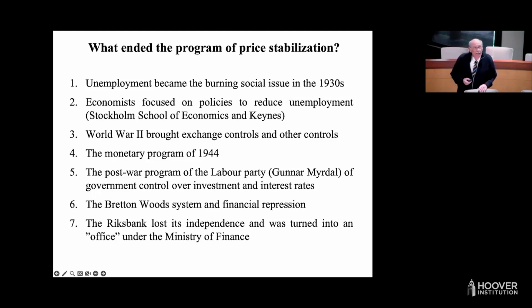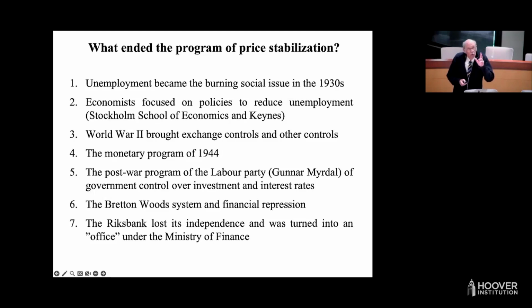So what ended price stabilization? Well, unemployment became the burning social issue in the 1930s. The economists moved to policies to reduce unemployment. World War II brought exchange controls. The monetary program in 1944 established Davidson's rules combined with full employment. The Labour Party program for World War II was written by Gunnar Myrdal to some extent, and he recommended government controls over interest rates and investments. The Bretton Woods system, through the control of exchange rate, allowed financial repression, and the Riksbank lost its independence and was turned into an office under the Ministry of Finance.